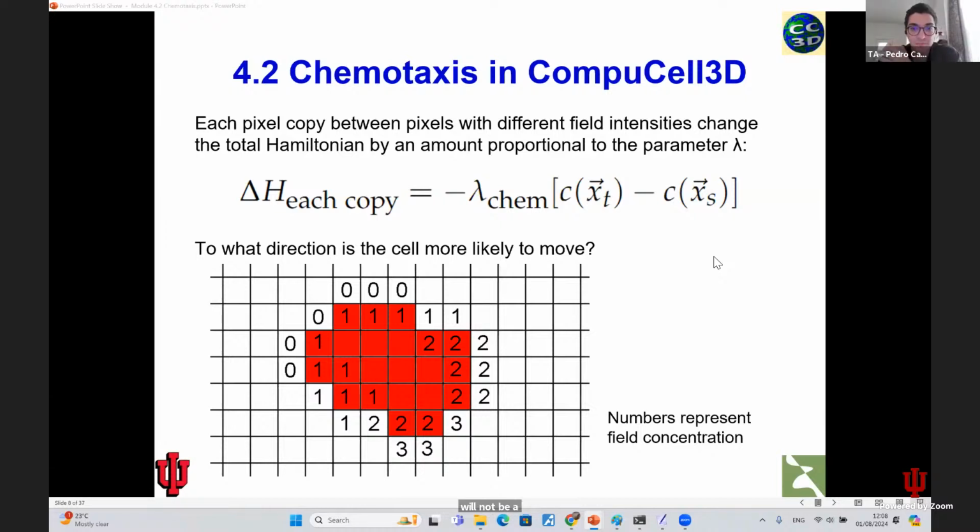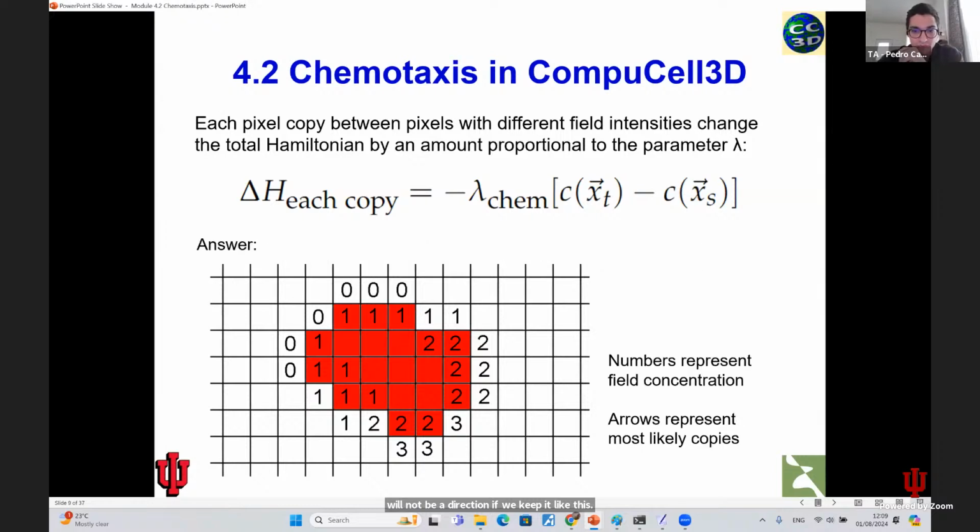I think it would. I think it would. So as the answer goes for this slide here, there would be preferential copies from 2 to 3 and 1 to 2, and no copies everywhere else. So there is a directional migration happening here.